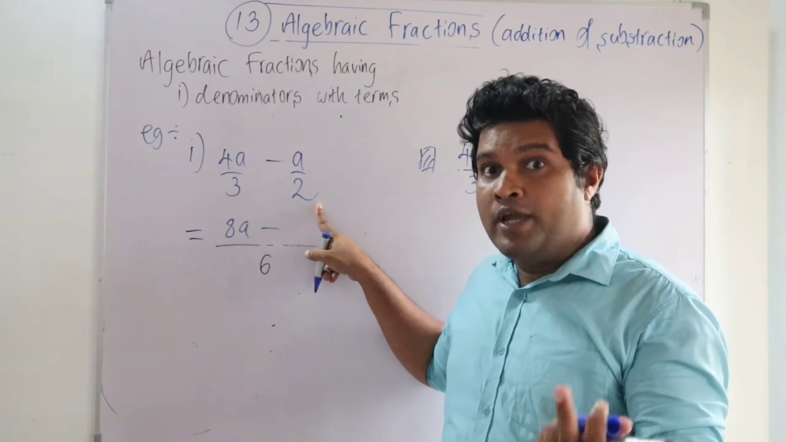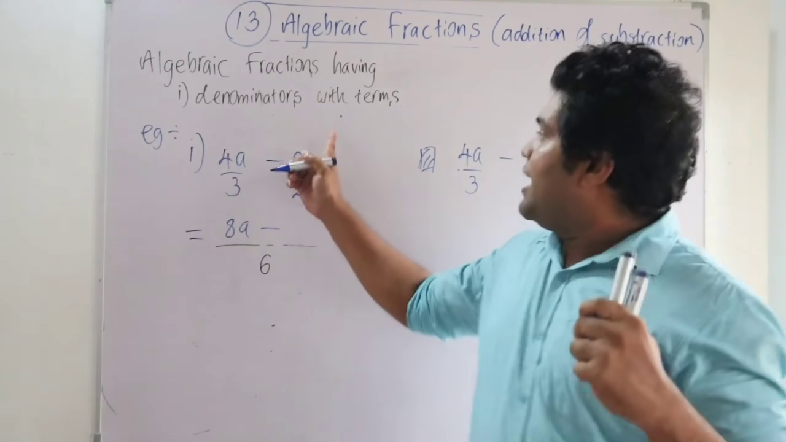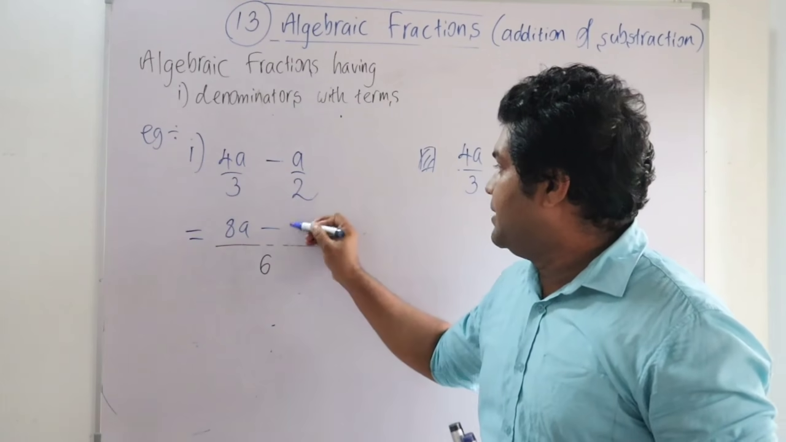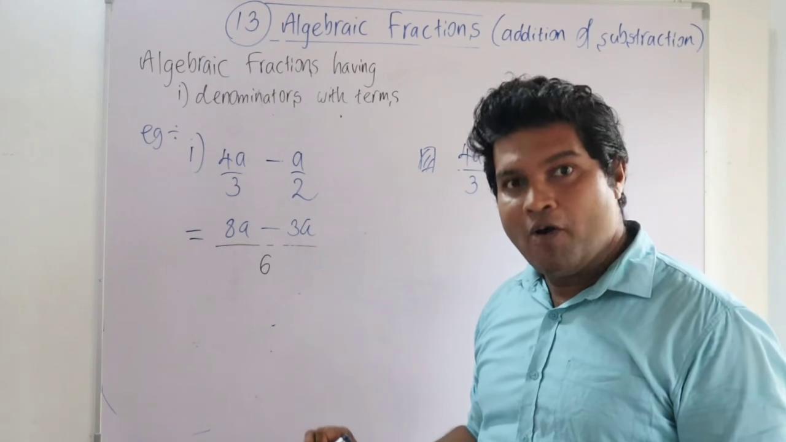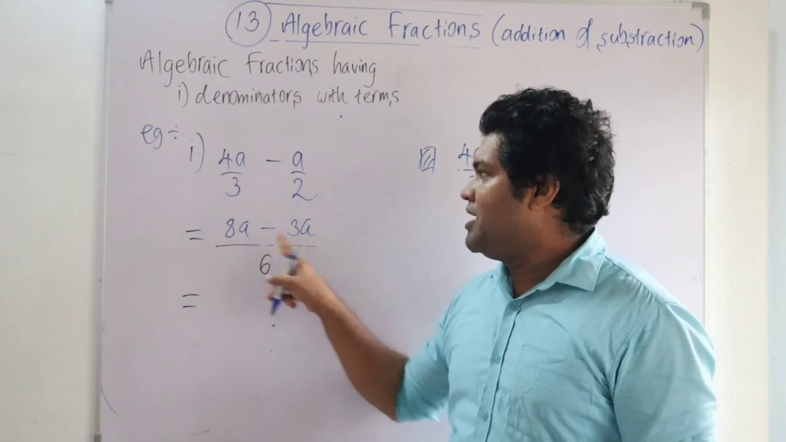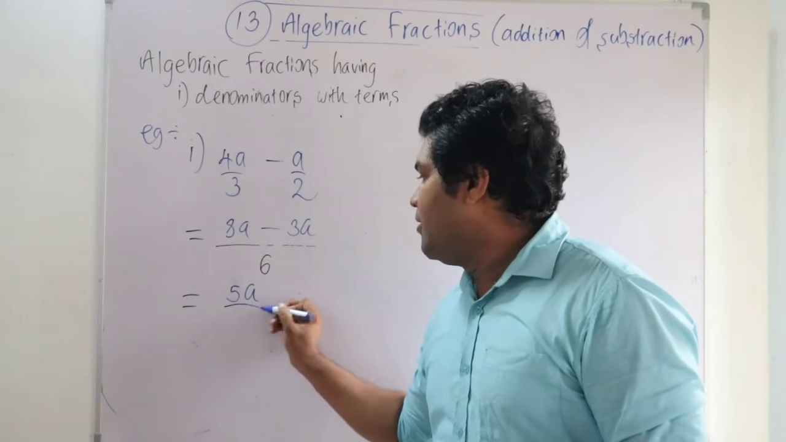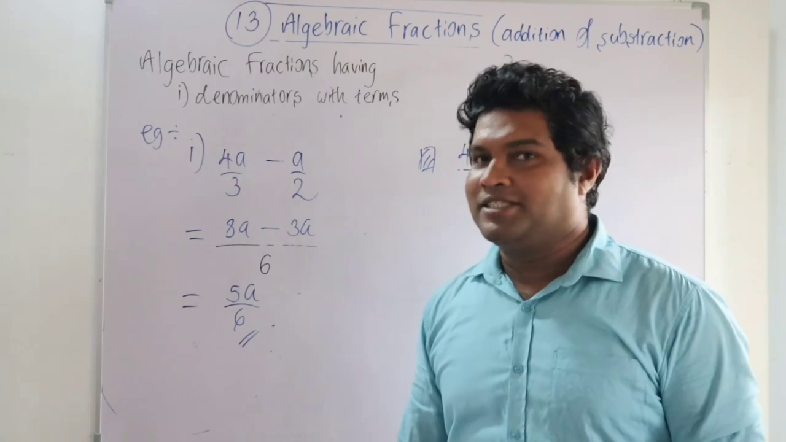Compared to 2, it has been enlarged by 3 times. Therefore, 3 times 8. The numerator is the same multiple. Now, if you have like terms, you can subtract 3a from 8a. What's the answer becoming? 5a over 6. This is the method.